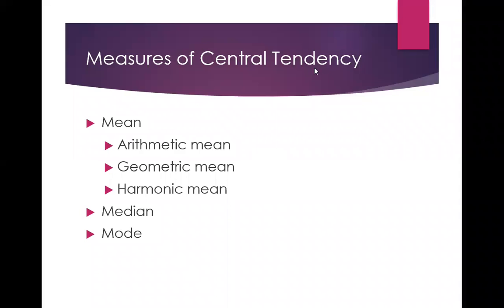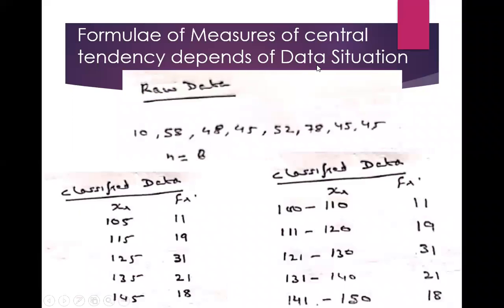So the formula which is used to calculate the measure of central tendency depends on the data situation. By data situation I mean data can be in the form of raw data or classified data, as described for discrete data, and classified data with class intervals. There are these three situations in which data is present and we need to calculate the measures of central tendency.